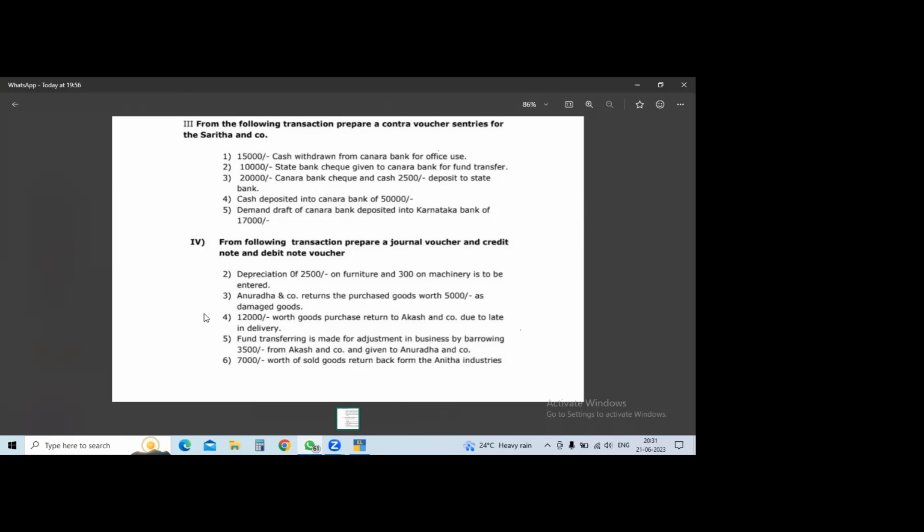So every year the machinery value will get decreased by itself. Why? Because new machinery will give you more production. Old machinery will give you less product. It reduces the value. Understood? So we have to show that as depreciation there. That means it is an expense.